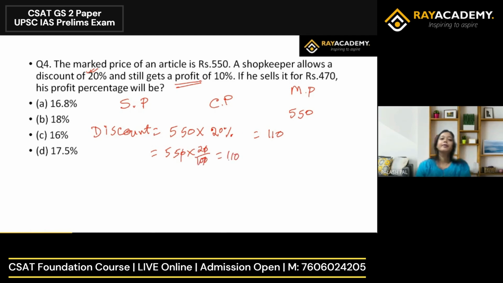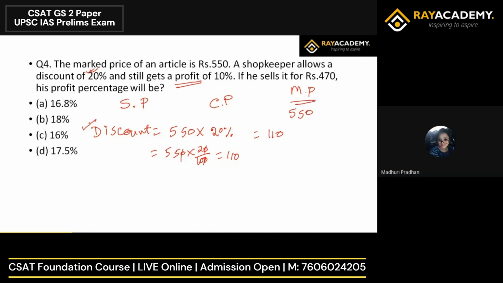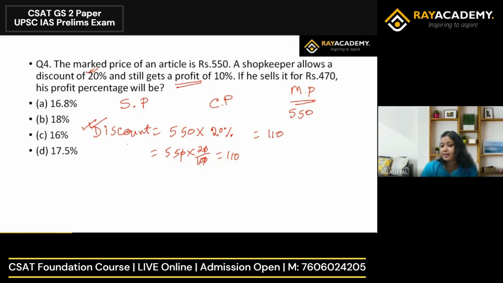110. ठीक है, तो टेल मी, एमपी इज रिलेटेड डायरेक्टली सेलिंग प्राइस या कॉस्ट प्राइस? एमपी डायरेक्टली रिलेटेड टू द एमपी एंड डिस्काउंट। Selling price. Actually, if discount is applicable on MP, it will be converted to the selling price. So selling price will be, obviously, less than the marked price. So it will be 550 minus 110, that means 440. Okay. The 10% profit, 10% profit.